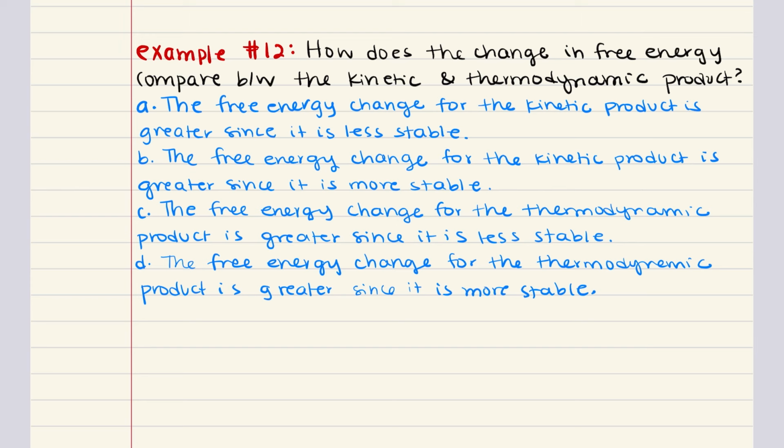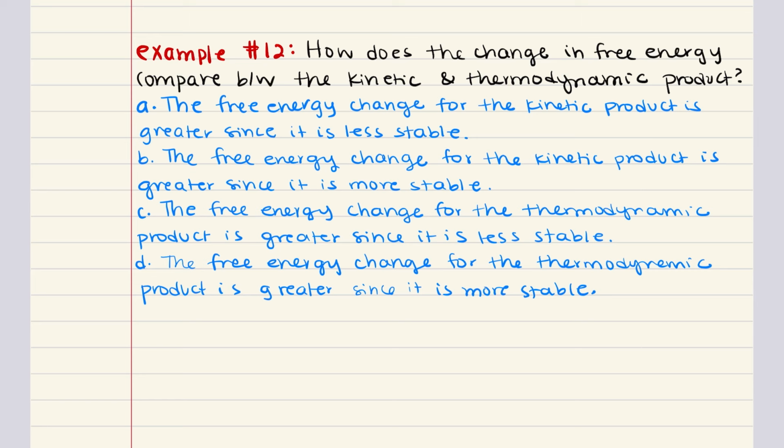A says the free energy change for the kinetic product is greater since it is less stable. B says the free energy change for the kinetic product is greater since it is more stable. C says that the free energy change for the thermodynamic product is greater since it is less stable. And D says that the free energy change for the thermodynamic product is greater since it is more stable.